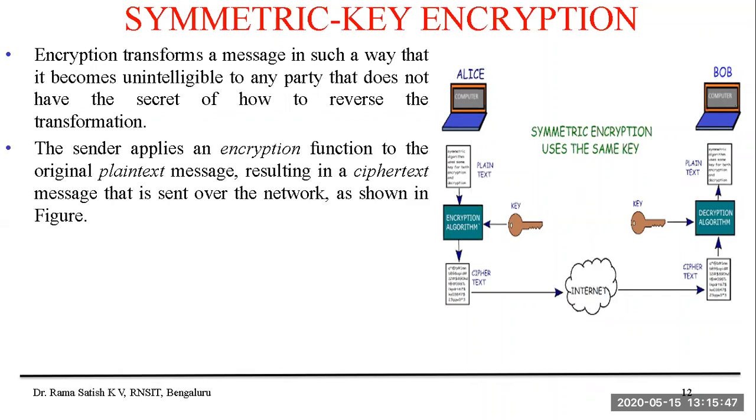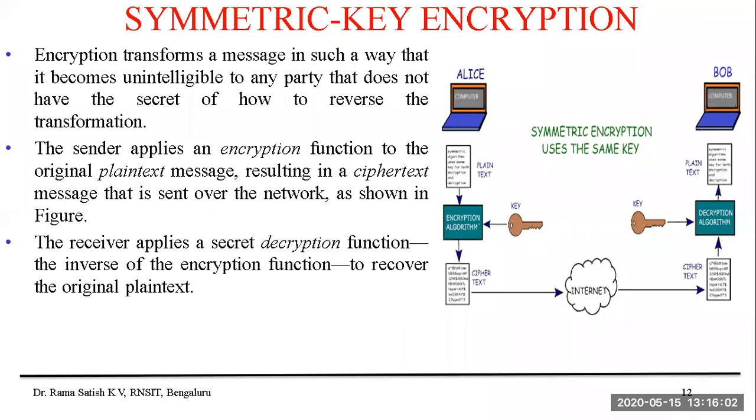The sender applies an encryption function, we call it the encryption algorithm, on the plain text. The resulting text, you call it cipher text. Cipher text is the one which will be transmitted over the network. And of course, the receiver applies a decryption function or decryption algorithm, which inverts the encryption, and you can recover the original plain text. When the original plain text is available, certainly you can easily read it.